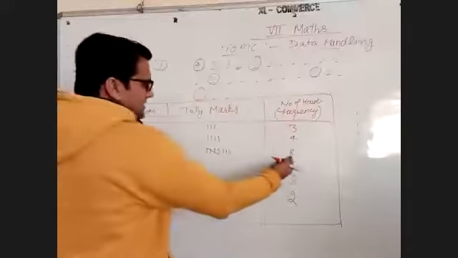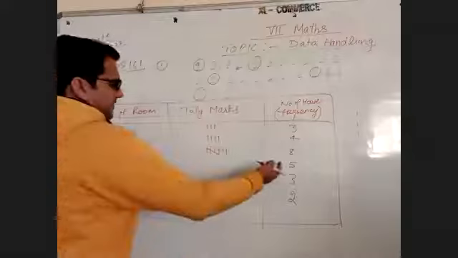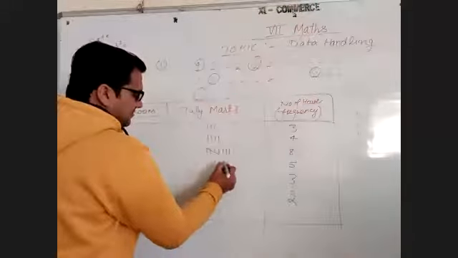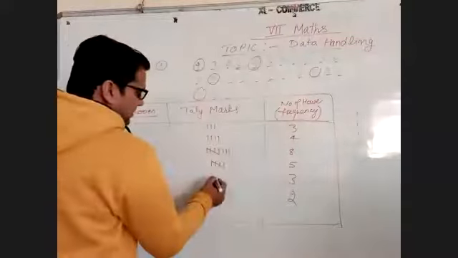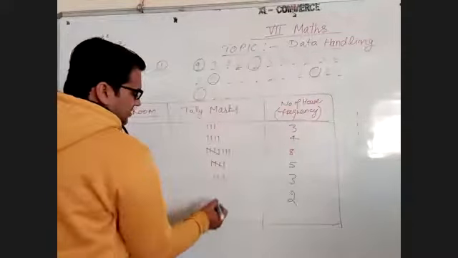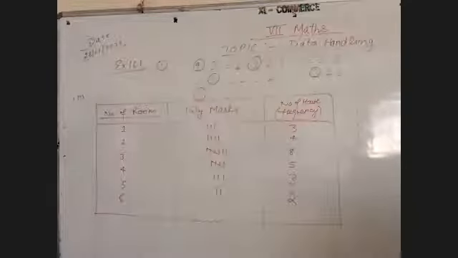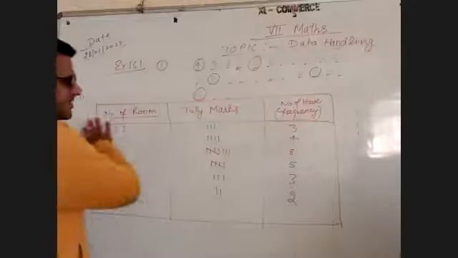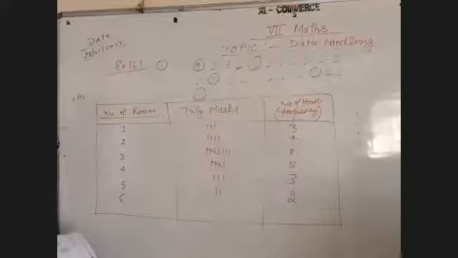8 को कैसे लिख सकते हैं? 5 plus 3. And for the 5, tally marks will become this. And for the 3, tally marks will be 3 strokes. 2 tally marks will be this. So this is the complete frequency distribution table for the given information with the help of tally marks and frequencies.